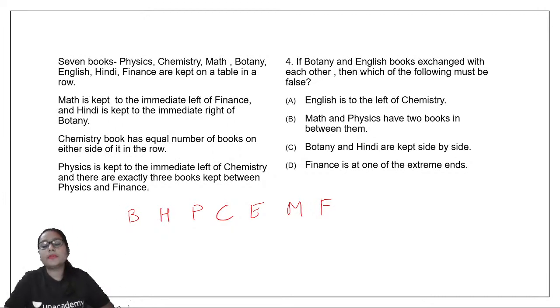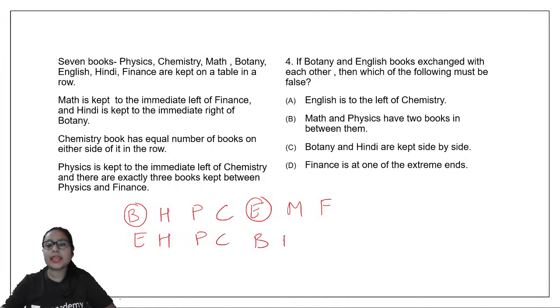Let's see what the answer is. Let's read statement 1. It says that English is to the left of chemistry. Sorry, if botany and English books are exchanged with each other, so I have to exchange botany with English. It means the new arrangement would be E, H, P, C, B, M and F. Okay, let's see. English is to the left of chemistry. Yes, it is. So this statement is correct.